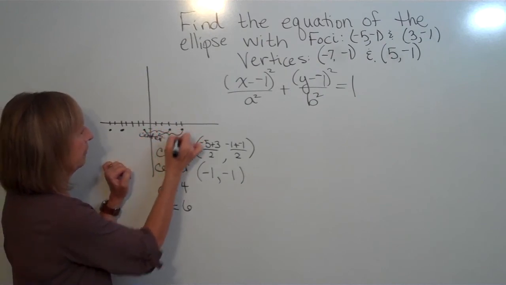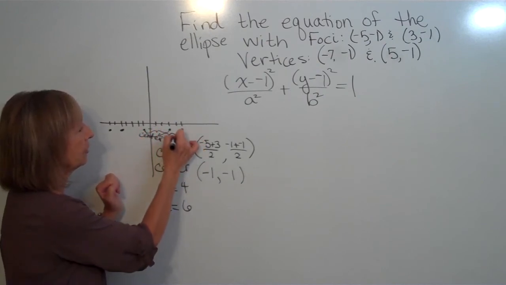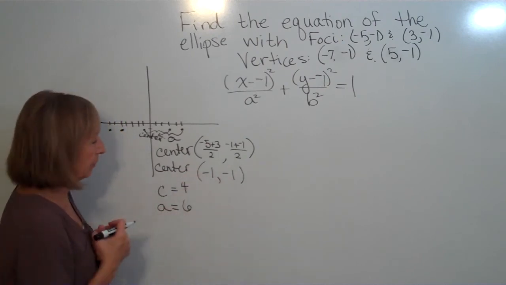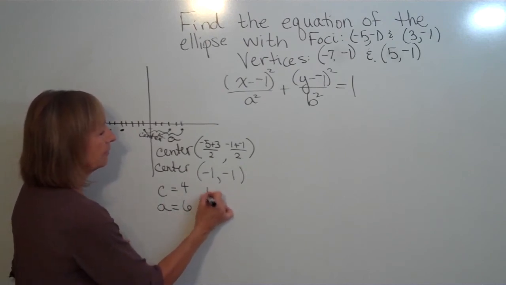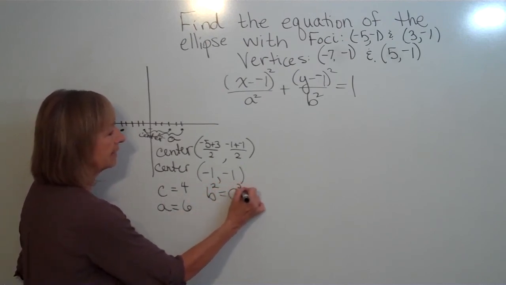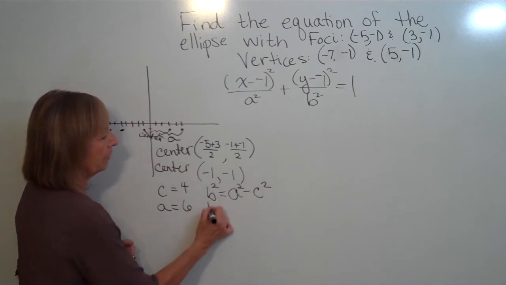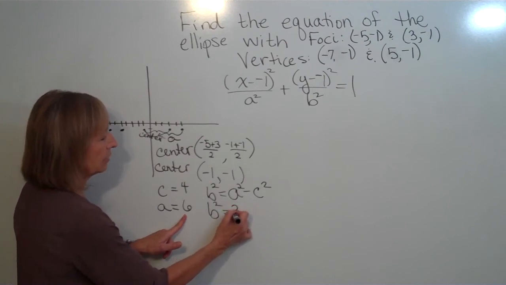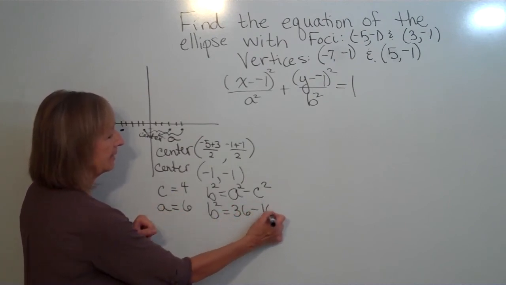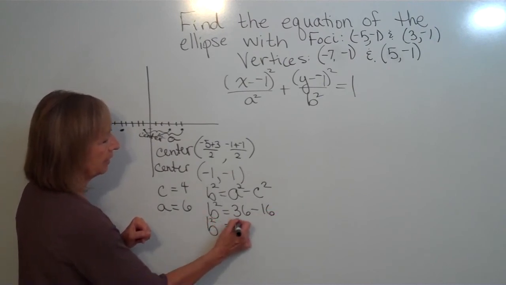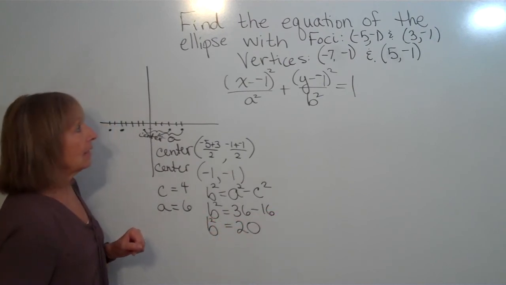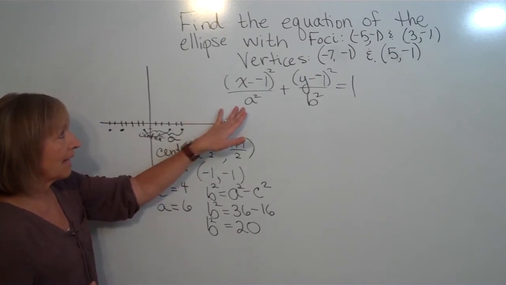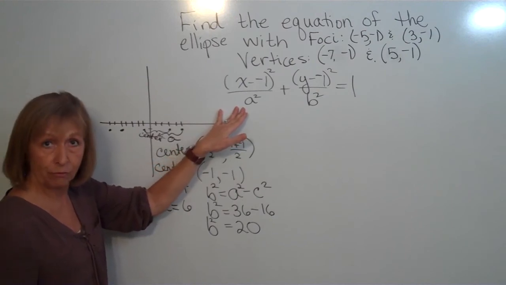And again, you could have also counted that out on your picture, or if they're not numbers that were easy to graph, then just remember how we're finding those values. Now I also know from an ellipse that b squared is equal to a squared minus c squared. So b squared is equal to 6 squared minus 4 squared, so that's 36 minus 16, or b squared is equal to 20. The main thing is I have to remember which one goes under which one, and we already kind of set it up that way when I looked at which form that it takes.